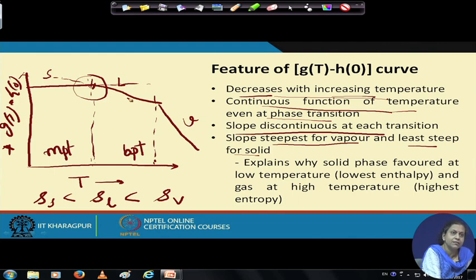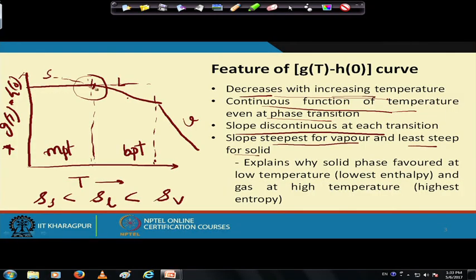So therefore, since a system or any particular substance is stable only for a minimum Gibbs free energy condition at conditions of constant temperature and pressure, it automatically suggests why a solid is favored at low temperature below the melting point, why the liquid is favored at high temperature beyond the melting point. And from the same logic, we can also understand why the vapor phase exists beyond the boiling point and why the liquid phase exists below the boiling point.